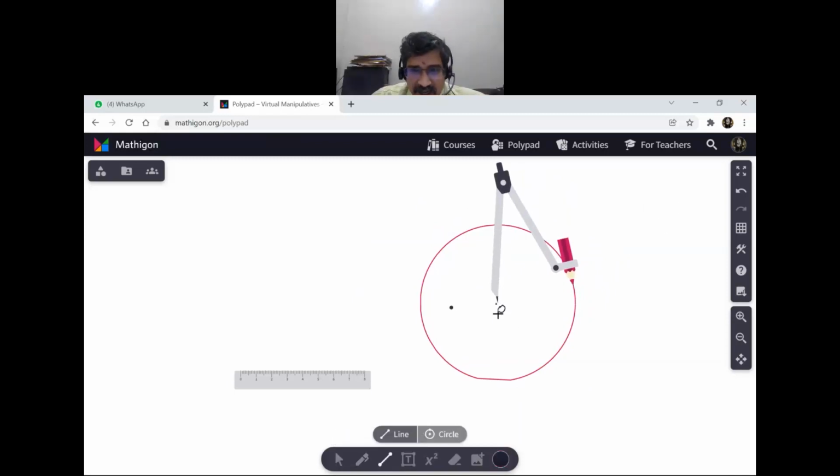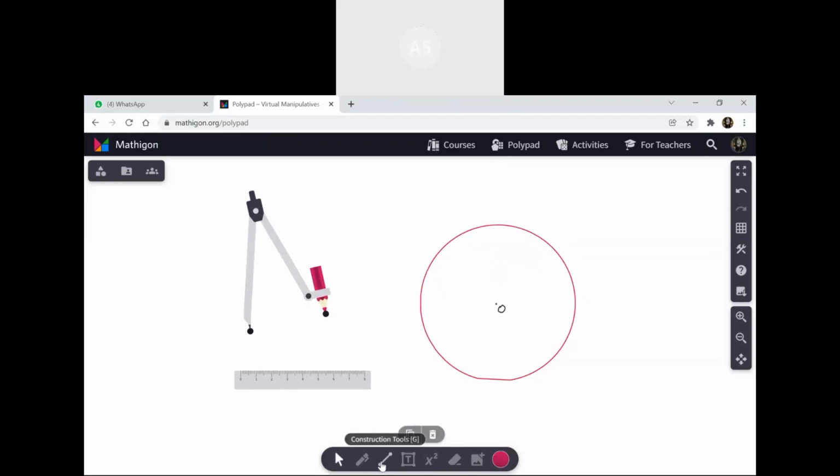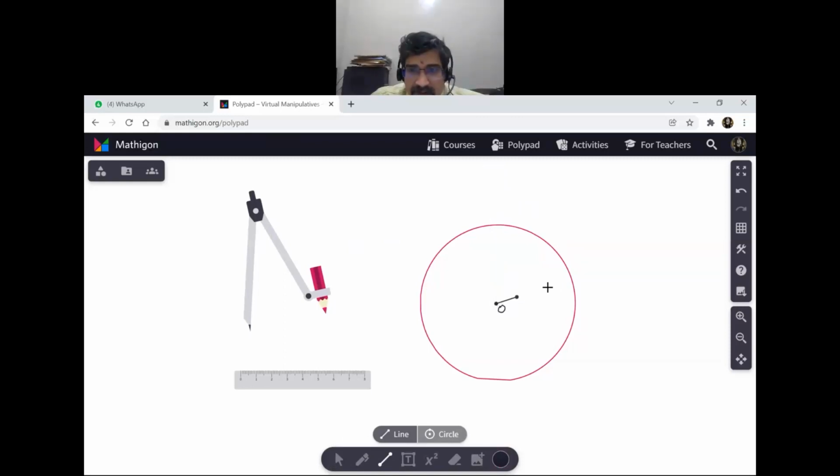It is a circle of diameter 10 centimeters, sir. 5 plus 5 is equal to 10. How much is the radius? Now it is a circle of 5 centimeter radius. Radius is 5 centimeters, sir.